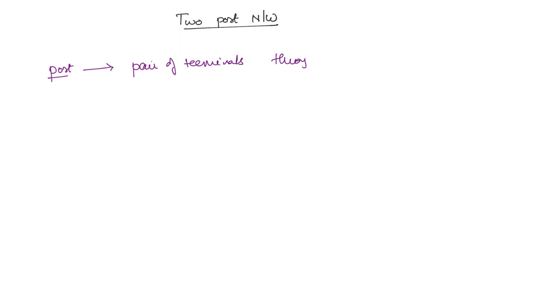Let us now start our discussion with two-port network. So the very first thing that you should know here is what is meant by a port. A port is nothing but a pair of terminals through which the current may be leaving or it may be entering. A pair of terminals through which current may enter or leave a network.